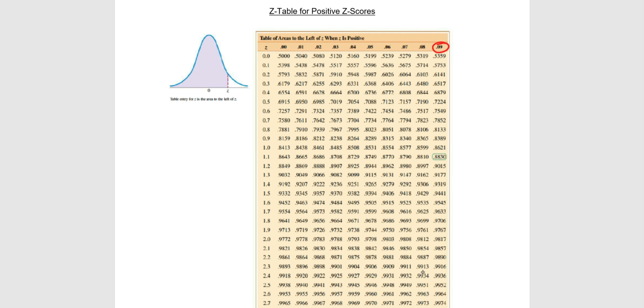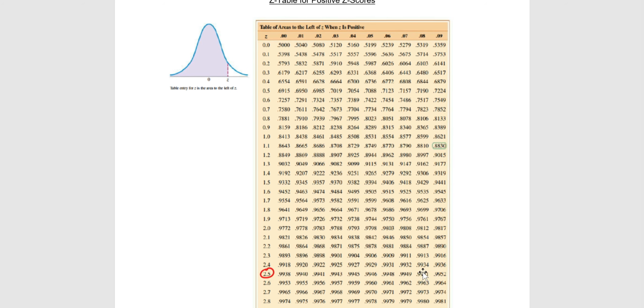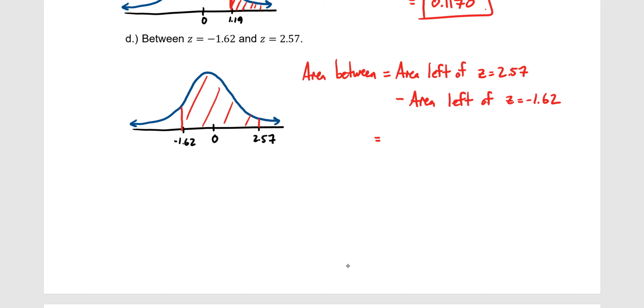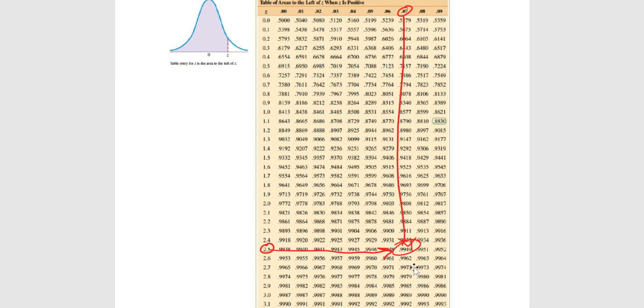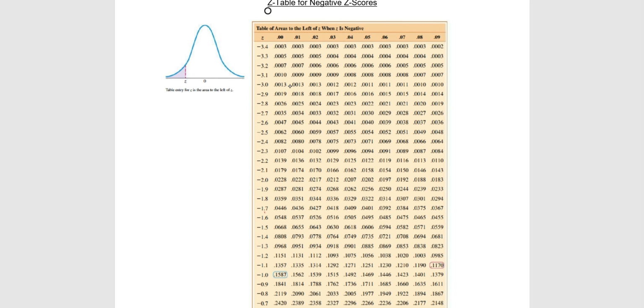For 2.57, here's 2.5, and here is 0.07, and it looks like they meet all the way over here at 0.9949. So that's 0.9949 minus the area to the left of -1.62. We go ahead and find that: -1.6 is right here, and 0.02 is right here, and they meet right here at 0.0526.